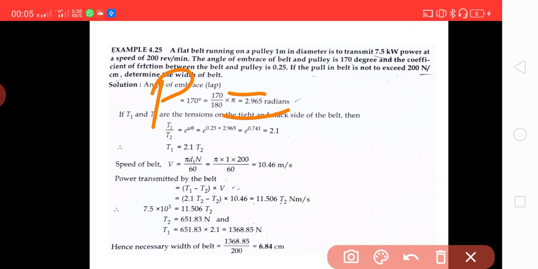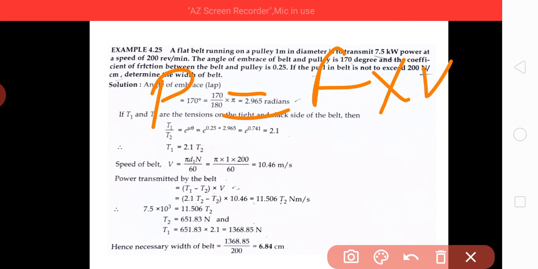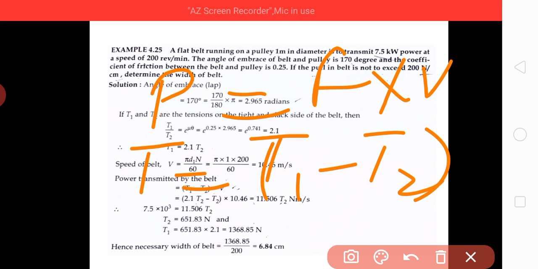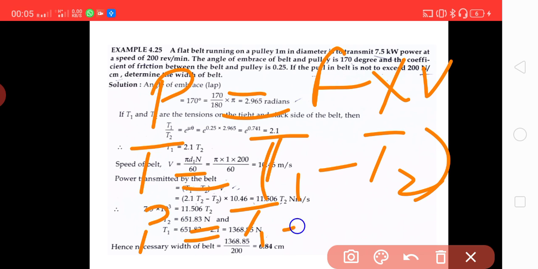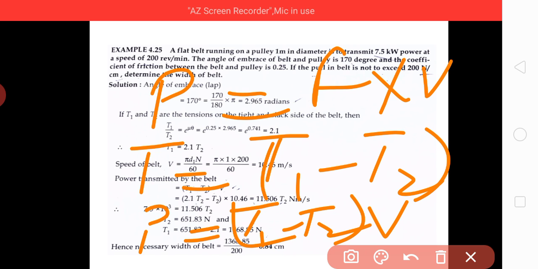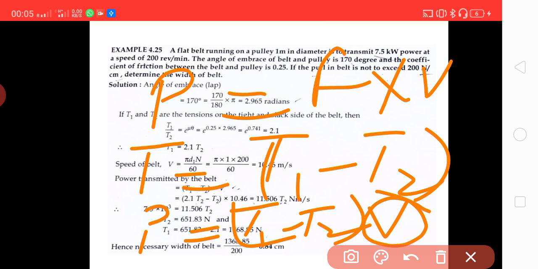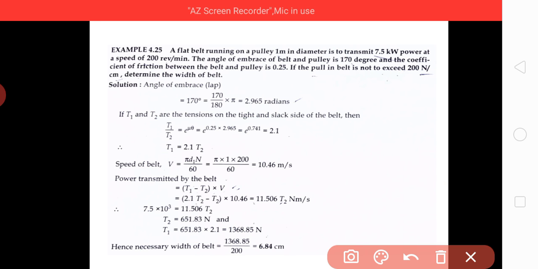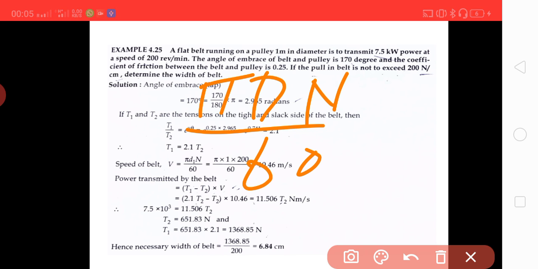P equal to F into V. And what is force? Net force is tension T, which equals T1 minus T2. Hence P equal to T1 minus T2 into V. And V here is linear, so convert it into rotary. How? Consider again, pi d n upon 60.